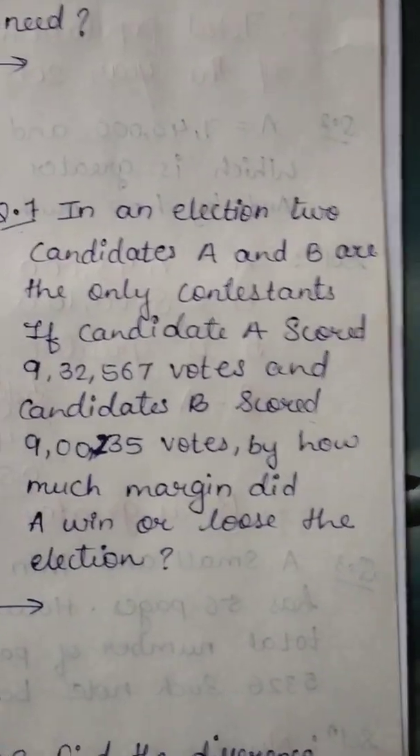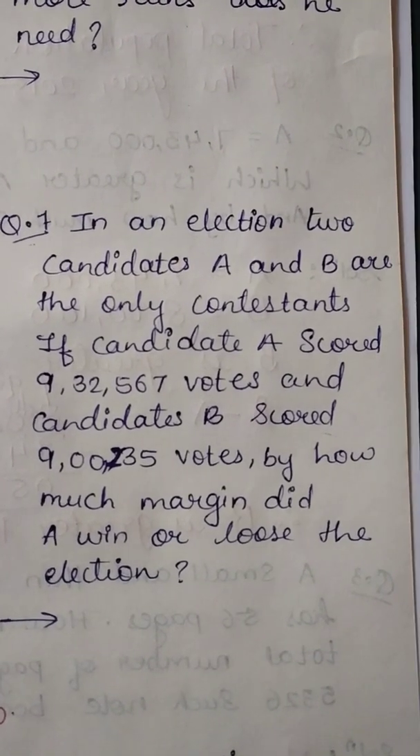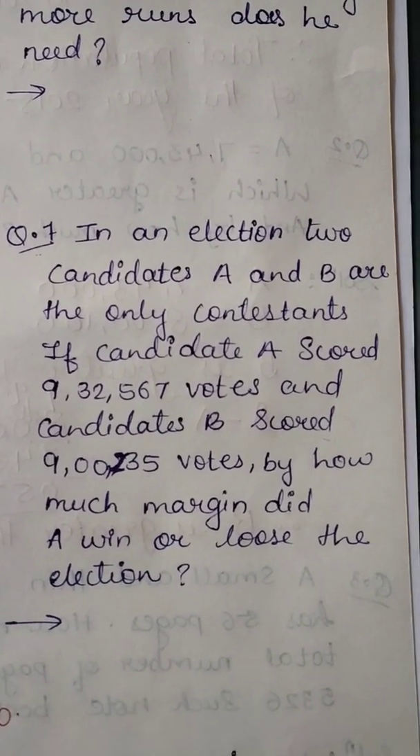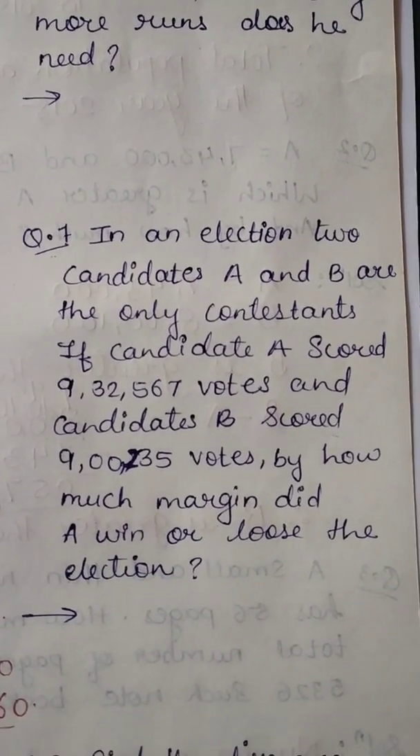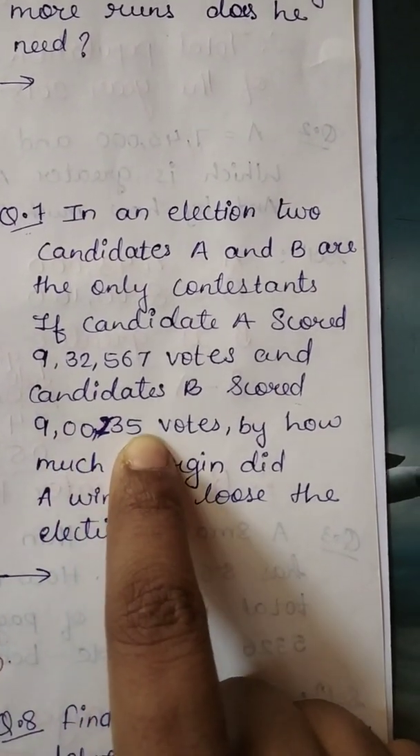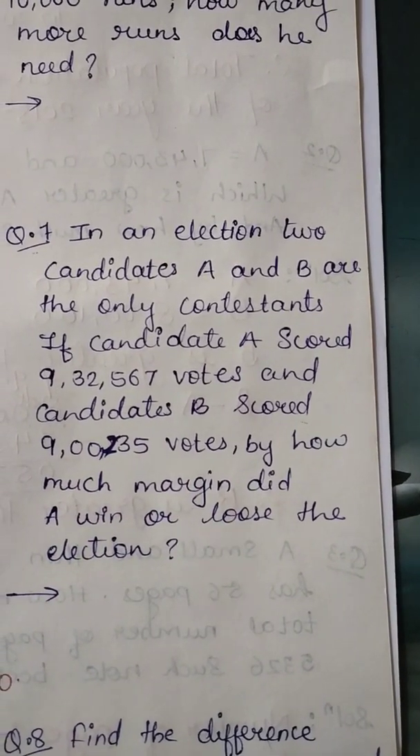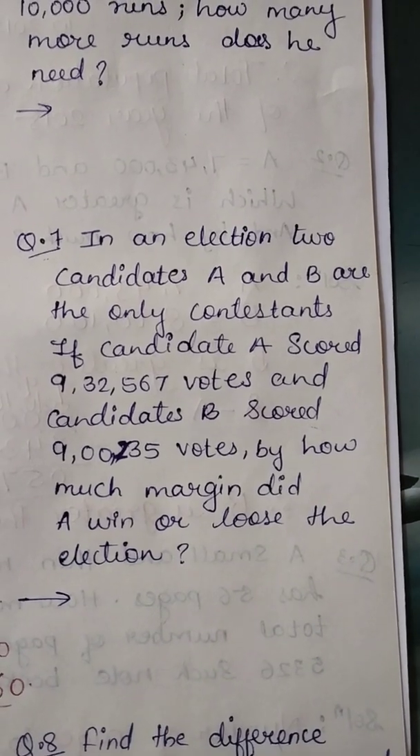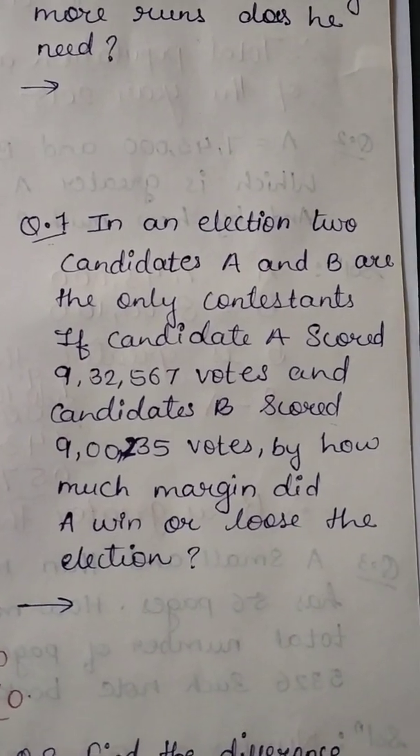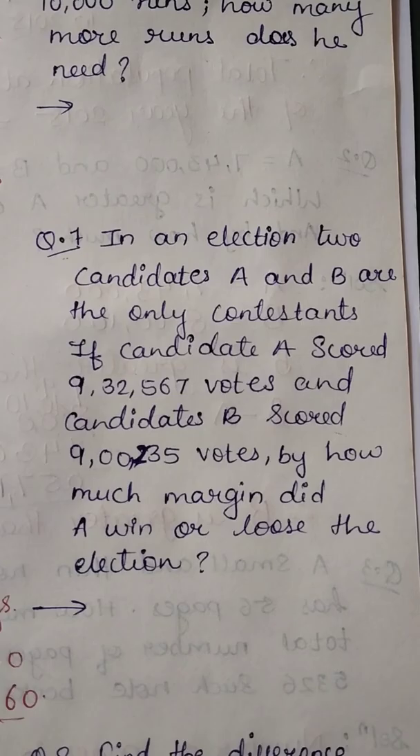Next one. In an election, two candidates A and B are the only contestants. If candidate A scored 9,32,567 votes and candidate B scored 9,235 votes, by how much margin does A win or lose the election? So what you have to do? You have to check whose score is greater.